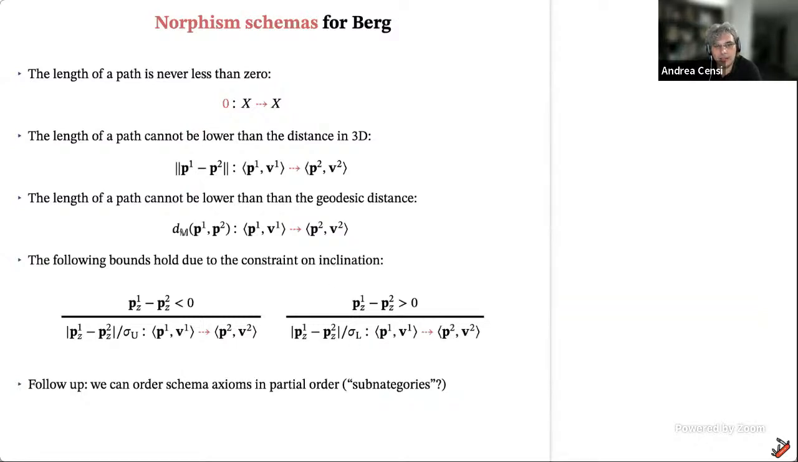Now, I defined that rich category because I want to give you a few examples of norphism schemas. How do we generate the norphism in the first place? First of all, because any path has length at least 0, then 0 is always a valid norphism. If you take the distance between points as the distance in 3D, then moving on a manifold will not be faster than going straight. So the norm between P1 and P2 is a norphism to go from this tangent point to this tangent point. Then, because you have a manifold, you know also that the geodesic distance is a norphism.